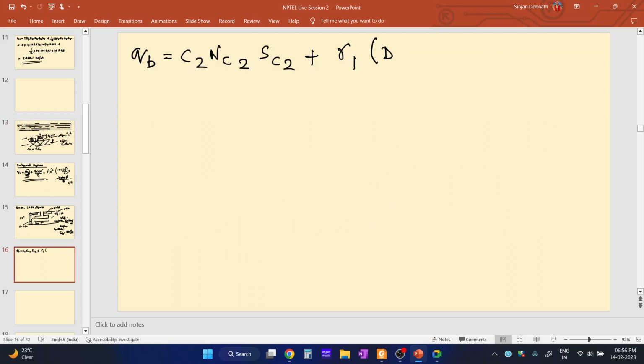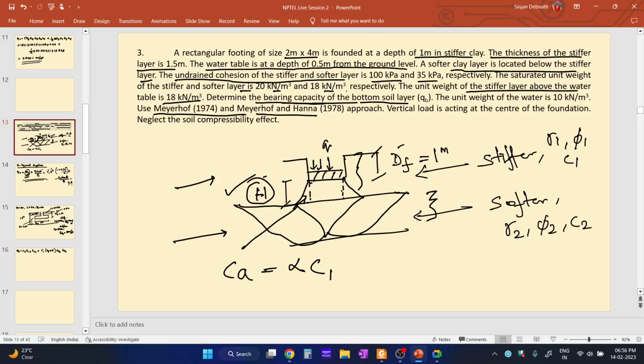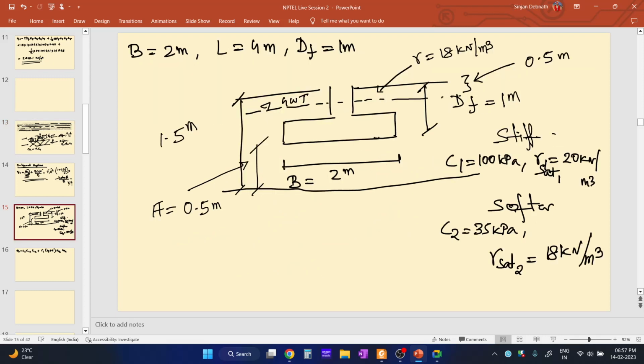So Df plus H into Nq2 Sq2. Okay. So this is the surcharge. Gamma into Df plus H is the total surcharge acting on the top of the bottom layer. So what is the surcharge acting on top of the bottom layer? It is the unit weight. If we look over here, what is actually over here?